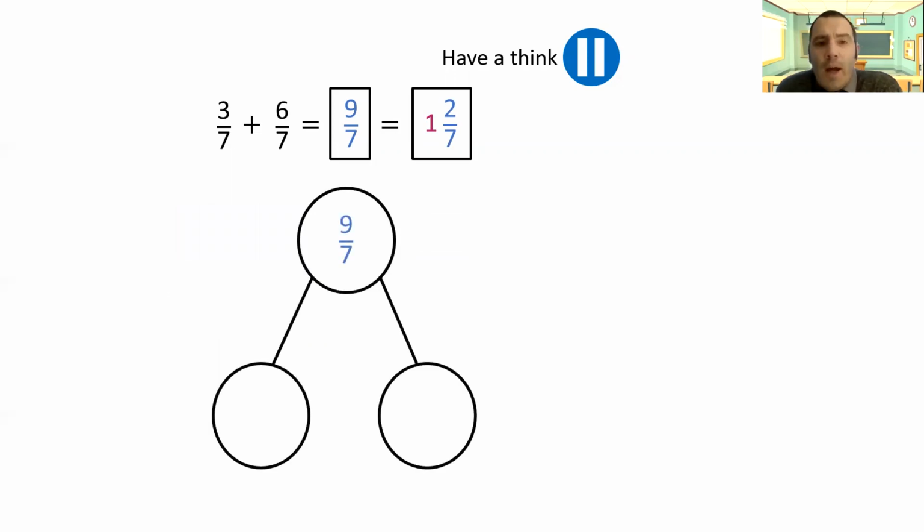We can show it another way as well. We can use a part whole model. So we've got 9/7, and I can take 7/7. I know 7/7 is equivalent to 1, and I know I've got 2/7 left. Then I can exchange my 7/7 for 1 whole, and I've got my mixed number fraction there at the bottom, 1 and 2/7. So this is a way of using a part whole model to help us turn improper fractions into mixed number fractions.